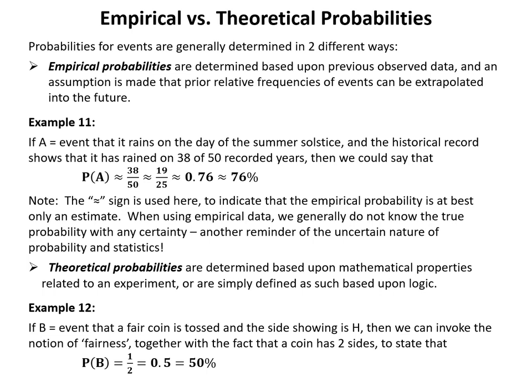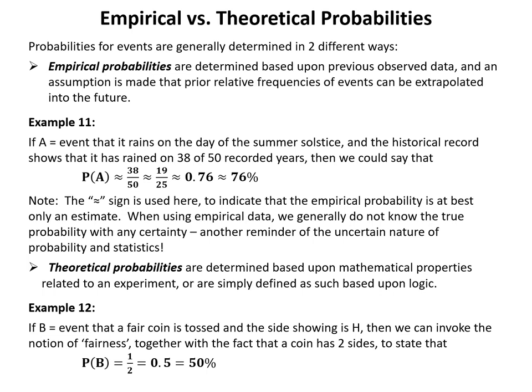Probabilities for events are generally determined in 2 different ways. Empirical probabilities are determined based upon previously observed data, and an assumption is made that prior relative frequencies of events can be extrapolated into the future.